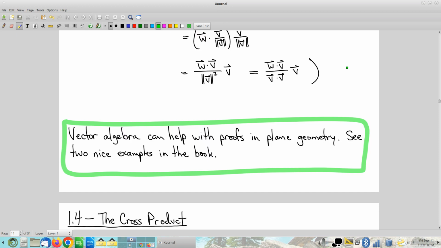There are some nice examples in the book that show how you can use vector algebra to answer interesting questions about plane geometry. So things that you can do in a high school geometry class, you can do much more nicely with vector algebra. So there's a couple of examples in the book. Take a look. They're highly readable, I think. I don't think you'll have any trouble.